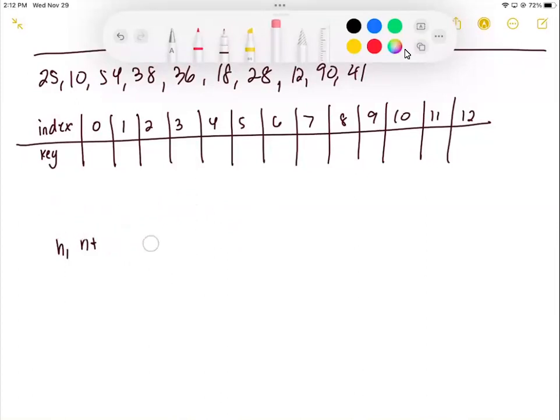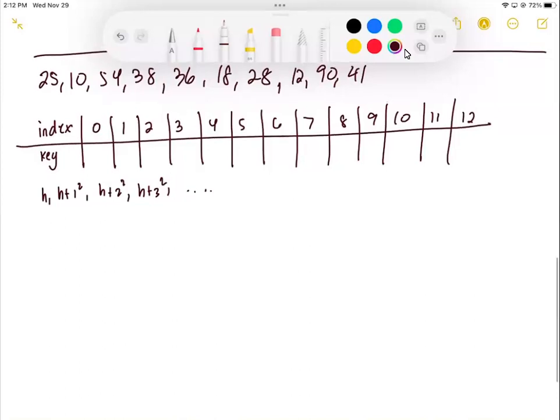Let me just rewrite this one. For quadratic probing, it's h, then h plus 1 squared, then h plus 2 squared, then h plus 3 squared, and so on. Let us start with 25. 25 modulo 13, where n is still equal to 13, is equal to 12. Since the 12th bucket is empty, we just add 25 here.